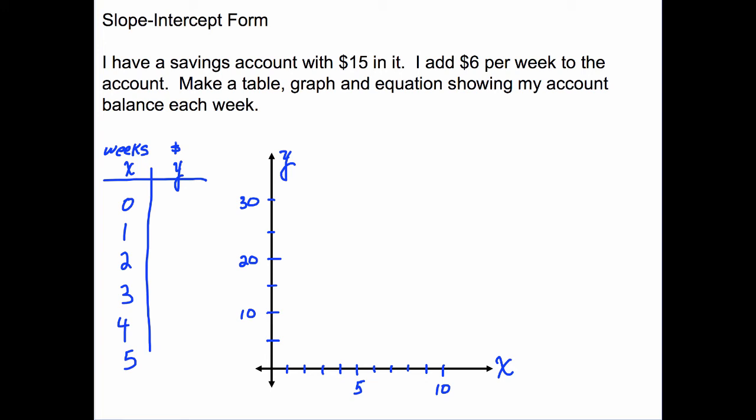This video introduces slope-intercept form. It is one way of writing a linear equation. I'd like to have you start with the following problem.